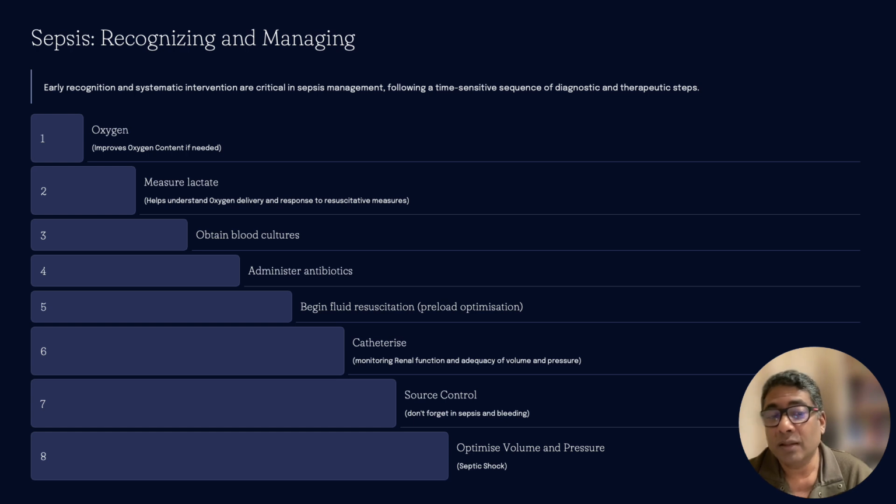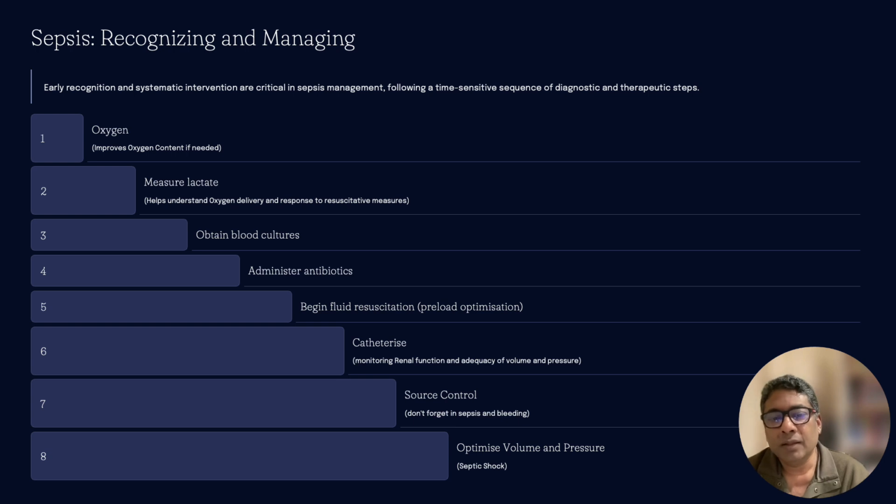Obtain blood cultures, which you would do, and not just blood cultures. If you think there's a risk of chest infection, you do a full workup: cultures, viral swabs, urine culture, and so on. Okay, then you administer antibiotics. All this is usually done within 1 hour. Then begin fluid resuscitation, or it happens simultaneously, which is nothing but your preload optimization. You will catheterize, which is monitoring renal function and adequacy of the resuscitation volume and pressure. It gives you an idea about the volume resuscitation and the pressure as well. Okay, whether the end organ is being perfused or not. If the kidney is getting perfused, it's likely that the other organs are getting perfused.